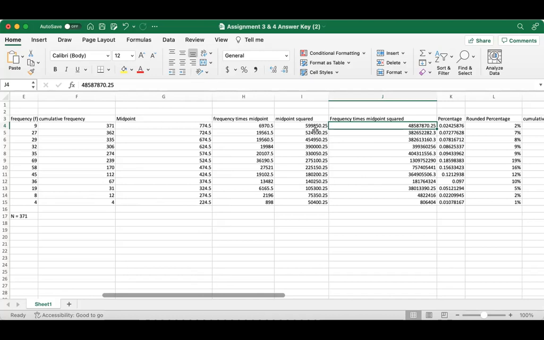So then our percentage. For the percentage, what we're doing, I was just checking my math, make sure I explained it to you right. So you see our frequency and our cumulative frequency column. So we're gonna take 4 into 372.